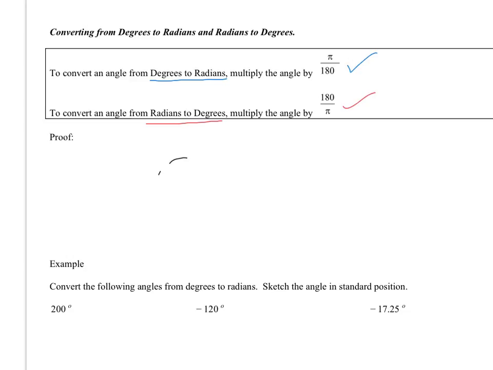So I'll start with a circle, a full circle. Hopefully you remember from geometry, if I start here and go all the way around, that makes 360 degrees. A full circle is 360 degrees. We'll start with that in our proof.